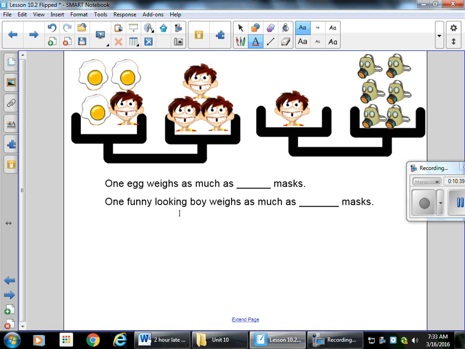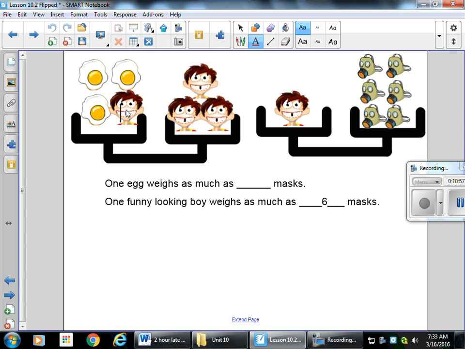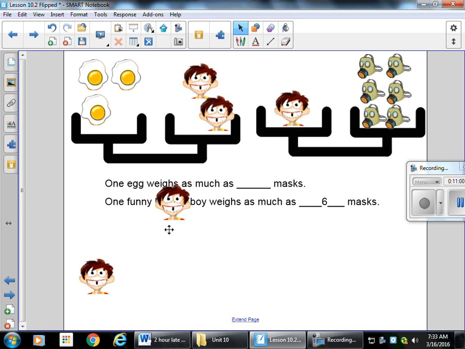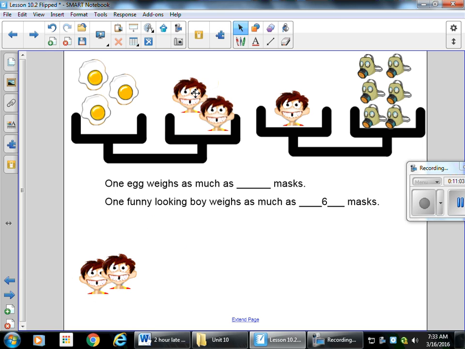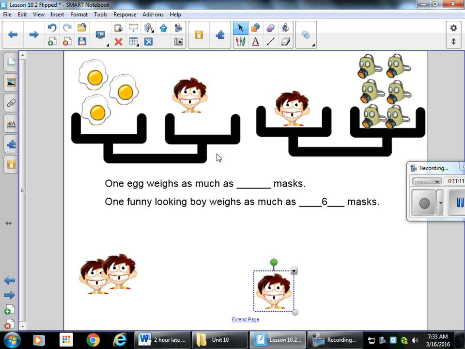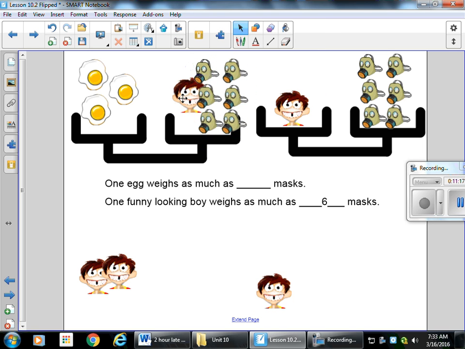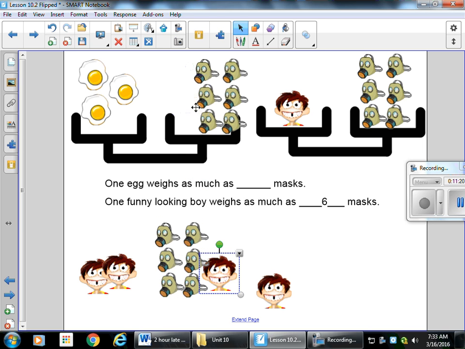We have some mass, a funny looking boy, and an egg. What's the information we know here? Let's say we do know 1 funny looking boy weighs the same as 6 mass. 1 egg weighs as much as how many mass? Well, right away we can take away this boy and this boy. We have 2 little boys left. Each funny looking boy weighs 6 mass. So if I grab 6 of these things, I get rid of this guy, press paste, I've got 6 mass here, right? If I get rid of this little boy, I have 6 more.